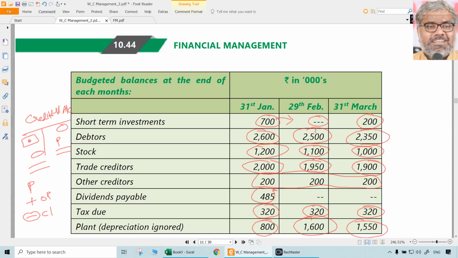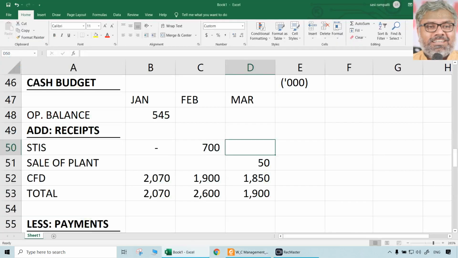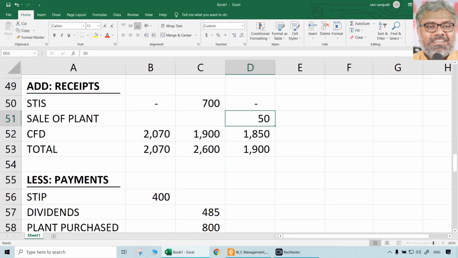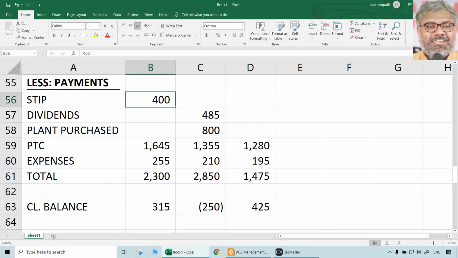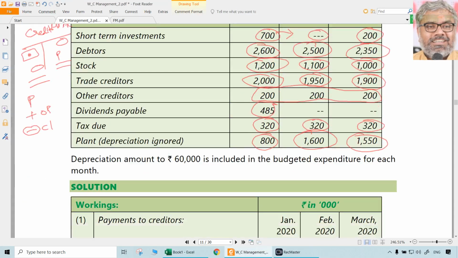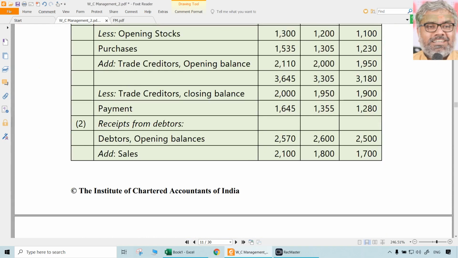We have taken directly from January to March. In February, that sale happened. That is why it became 0. From 700 to 0 means the entire 700 was sold. Short-term investments sold in February. Then what happened in March? In March, again they purchased 200. That is short-term investments purchased in March. So that is one thing which has to be rectified.